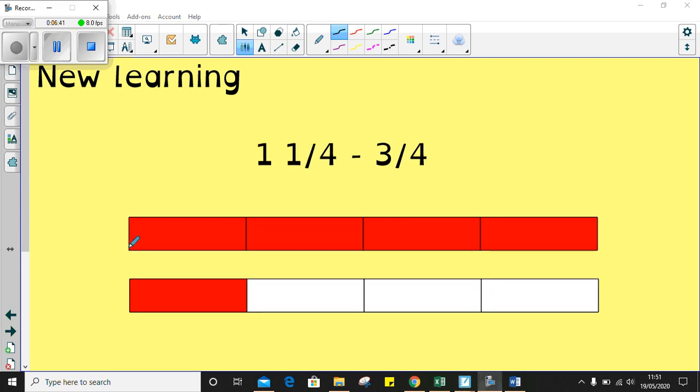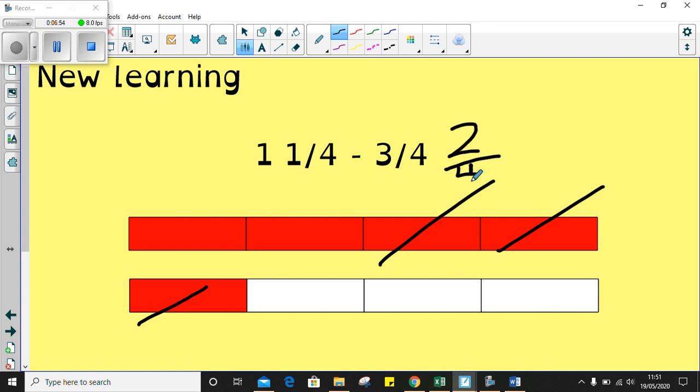Right, then now we're going to have a look at 1 1/4 subtract 3/4. So because we've got our bar model, we're going to do the exact same thing. So I'm going to cross 1, 2, 3 out, and then I can see that I've got 2 left over. So that is equal to 2/4. Or if you want to change it, 1/2.